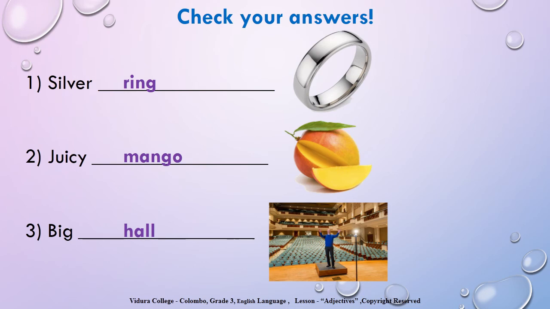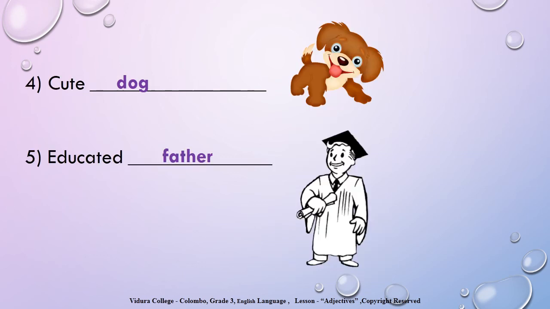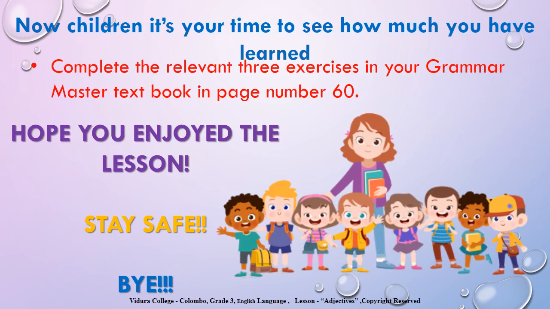Number 1. Silver ring. Number 2. Juicy mango. Number 3. Big hall. Number 4. Cute dog. Number 5. Educated father. Now my dear children, it's your time to see how much you have learnt.